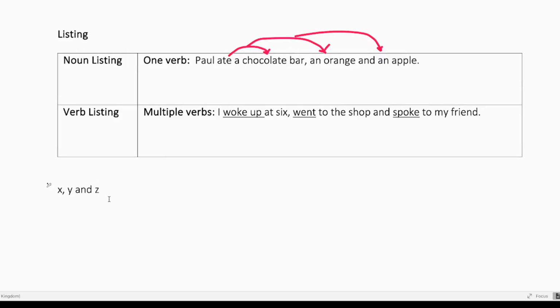All right, let's think about those items again. Let's say that X can be blue. Okay, X can be blue.